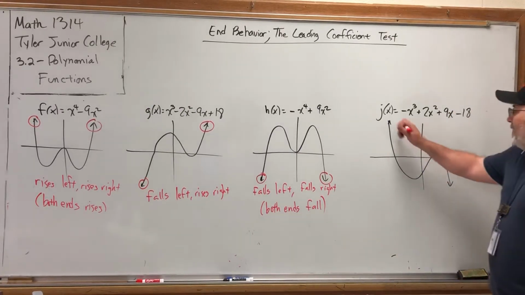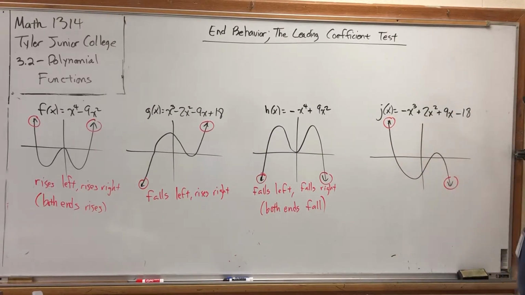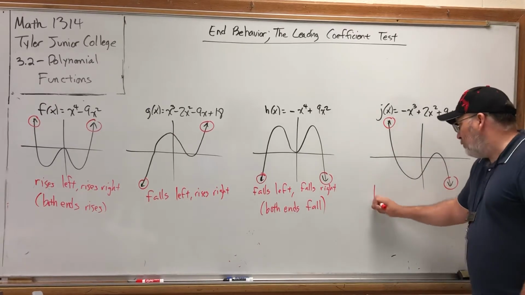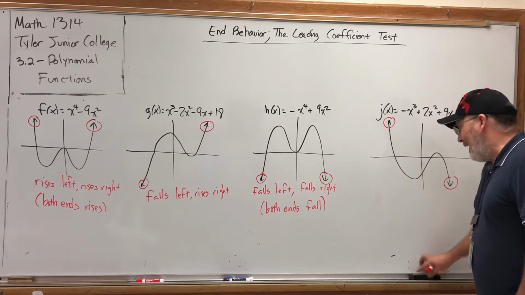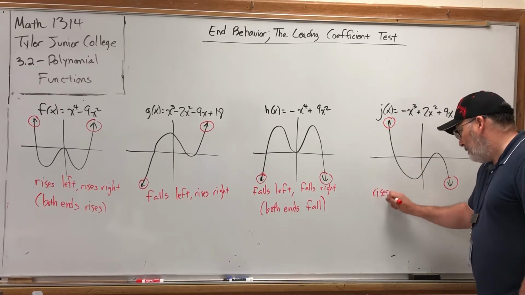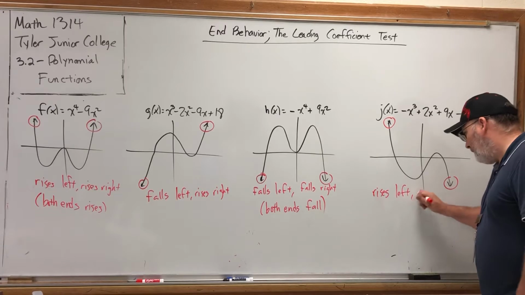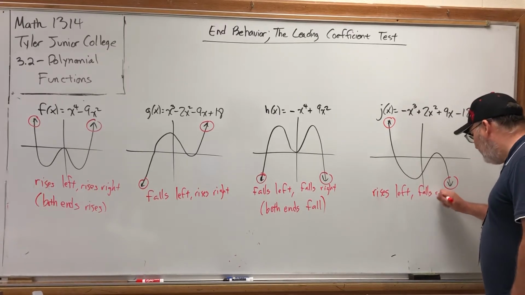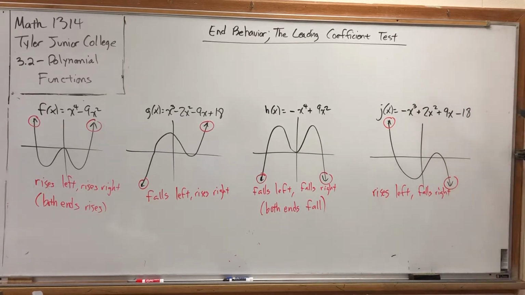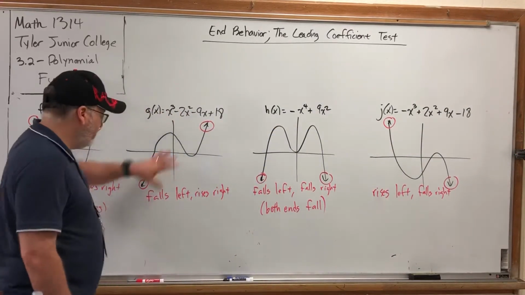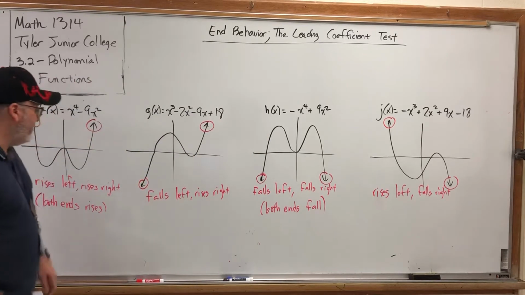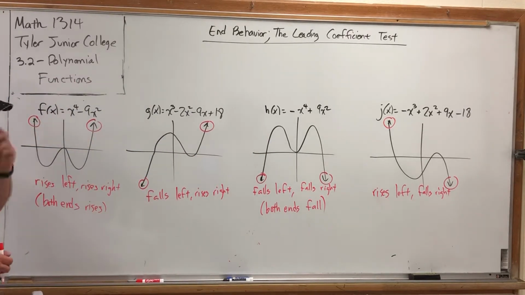How would you describe the end behavior of j of x equals negative x to the 3rd power plus 2x to the 2nd power plus 9x minus 18? Since the left is pointing up, we could say the left rises. We could say it rises left and falls right. So again, on this one, the ends are opposite. One rises, one falls. In fact, on 2 of them, the ends are opposite. The 2nd and the 4th. On 2 of them, the ends are equal. The 1st and the 3rd.